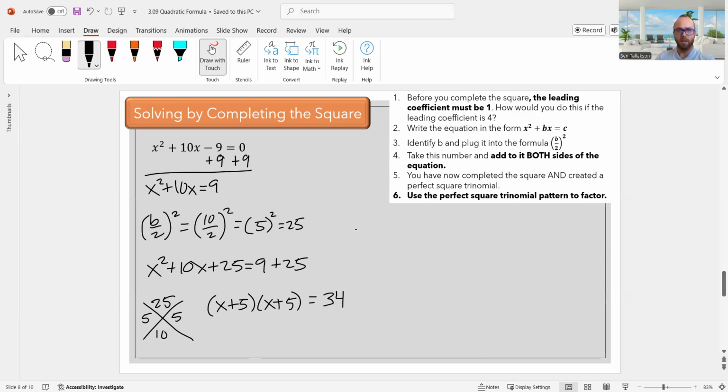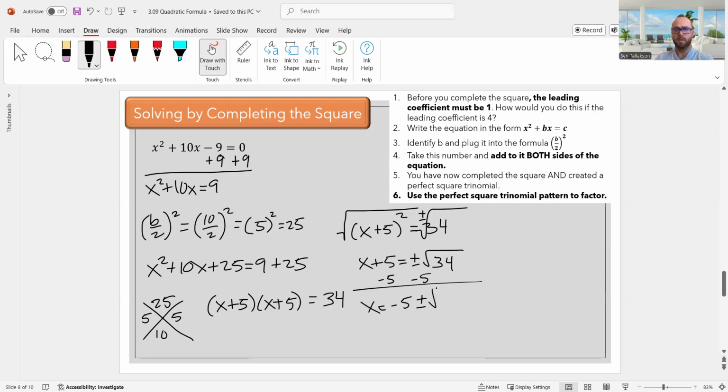Now, x plus 5 times itself, a smart way to figure this out would be to square that so that we can then take the square root of both sides. So let's do it. Square root, plus and minus. Now we have x plus 5 equals plus and minus square root of 34. Now you could see what 34 factors out to, or subtract 5 to both sides. For now, I'm just going to subtract 5 on both sides.